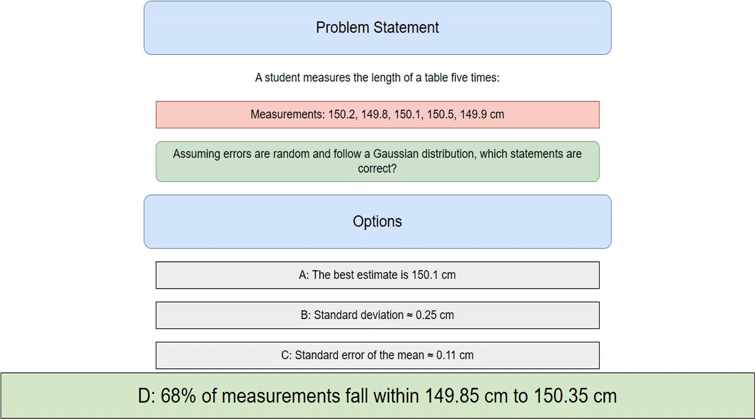Assuming the measurements follow a Gaussian distribution, approximately 68% of the values are expected to fall within one standard deviation of the mean. This option suggests that, for this particular dataset, that range is approximately 149.85 centimeters to 150.35 centimeters.